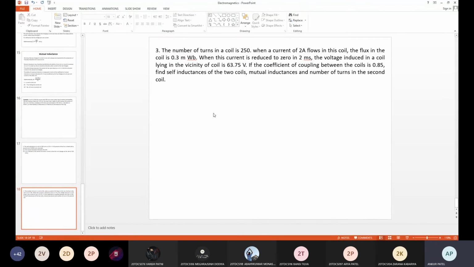Now find out first the self-inductance of coil 1. So L1 is equal to what? L1 is equal to what? N1 phi1 by I1. Okay. So these are the data. Just I am setting up my whiteboard, digital board.